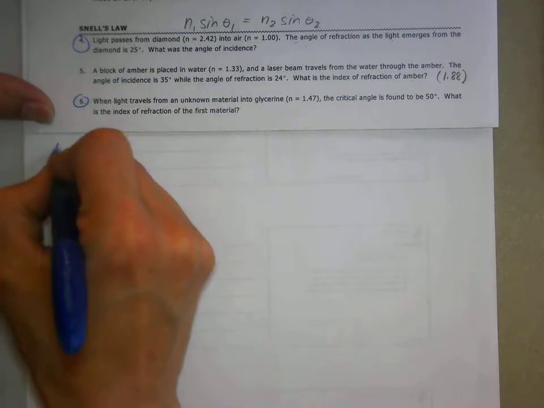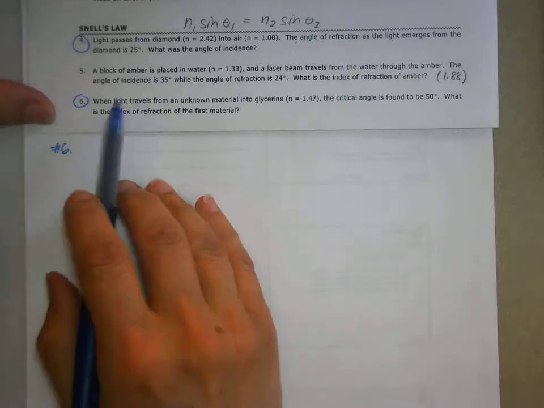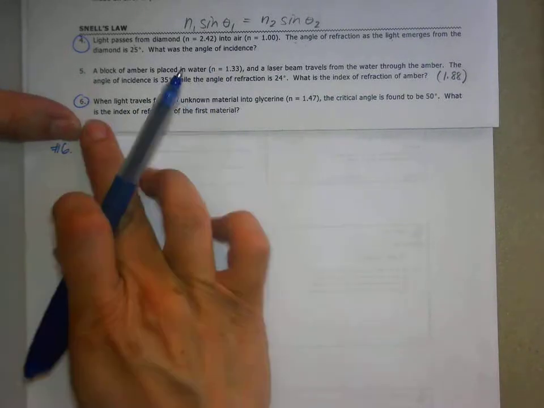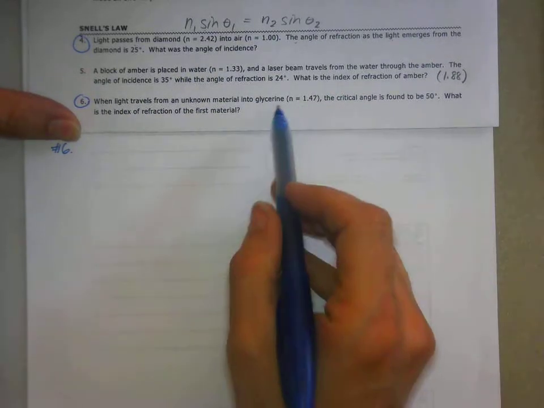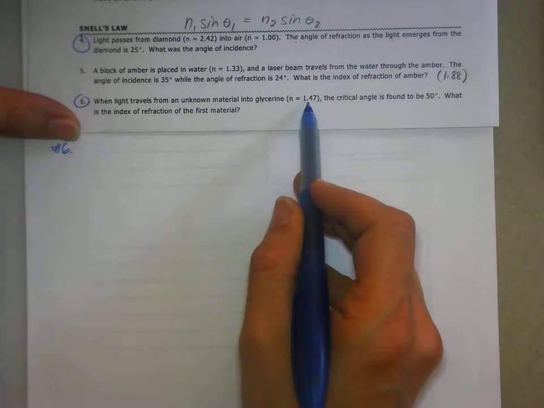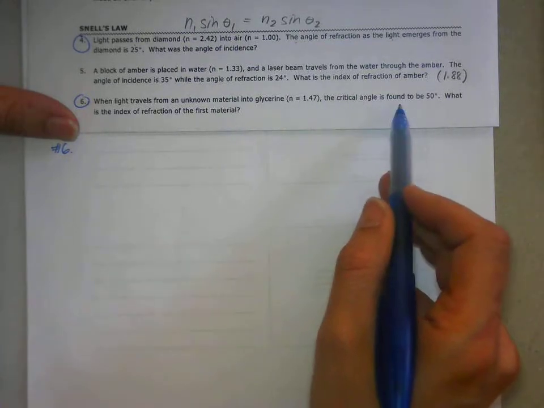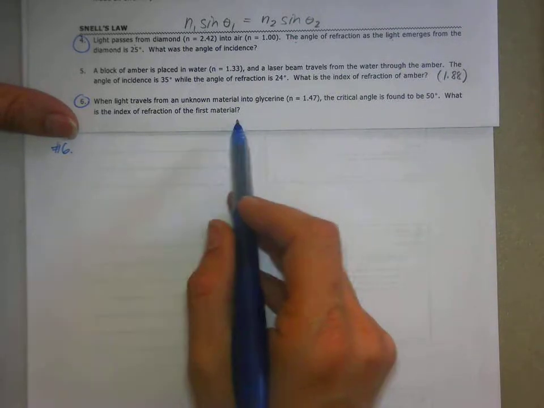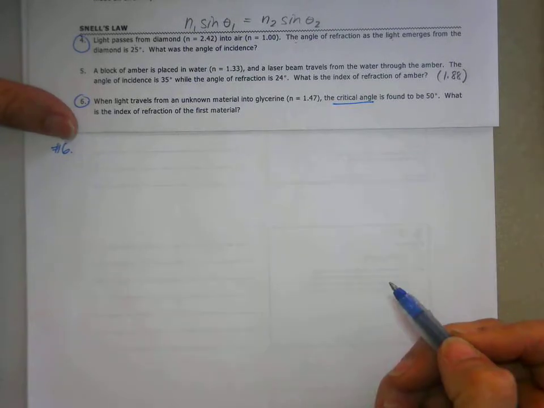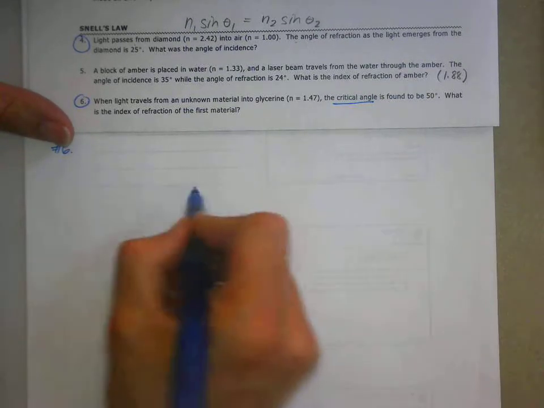Let's do number 6. Again, I would do a picture. When light travels from an unknown material into glycerin, which gives us the index of refraction of glycerin, the critical angle is found to be 50 degrees. What is the index of refraction of the first material? Now, to be able to do this one, you need to know what the critical angle is. So let's draw a picture.